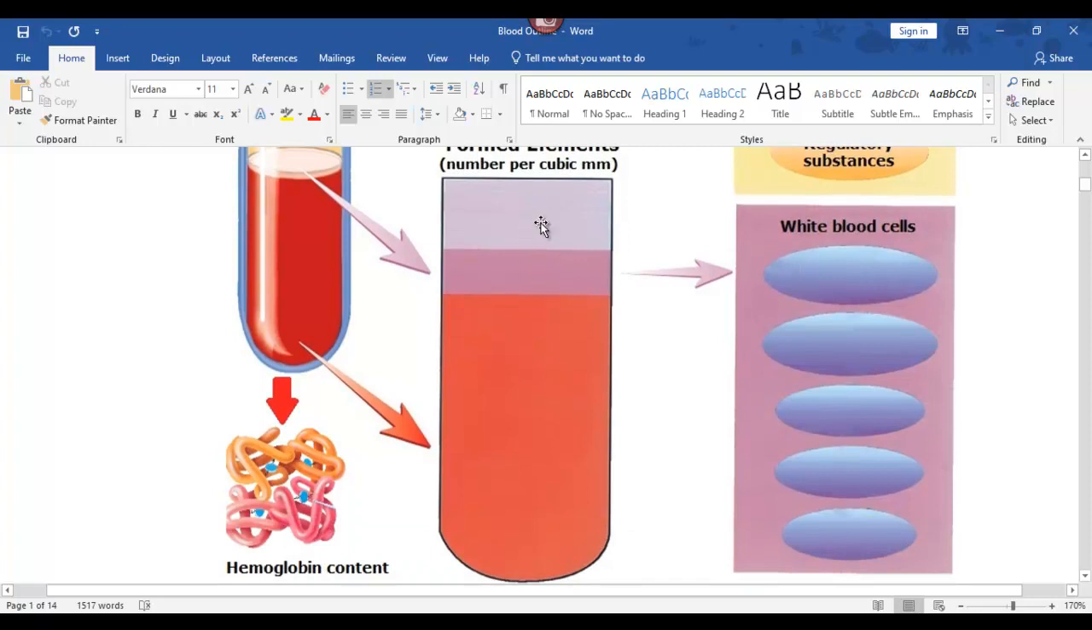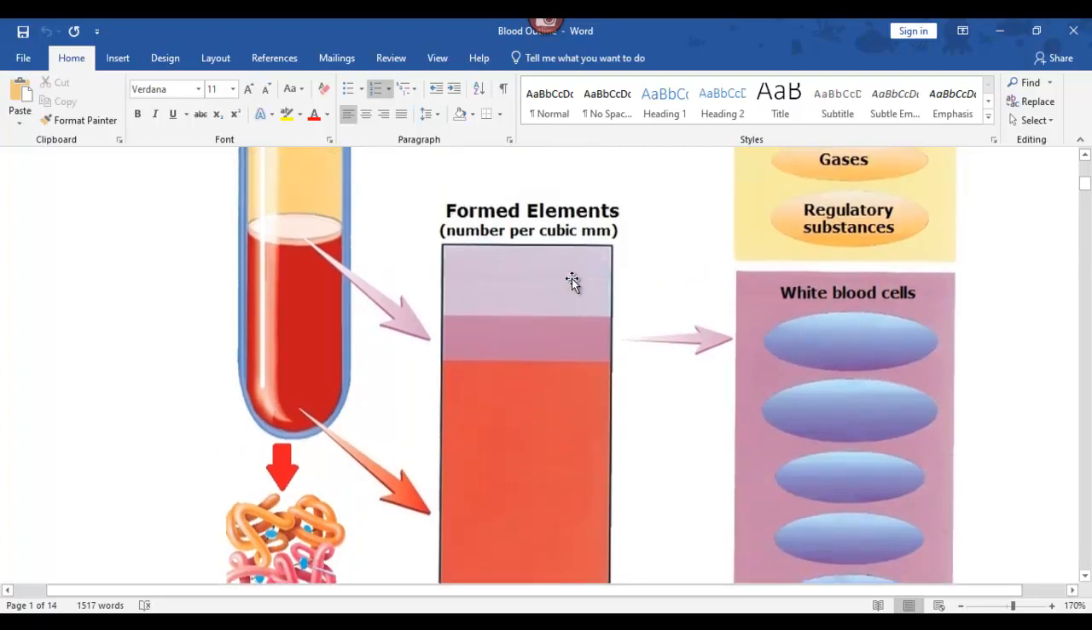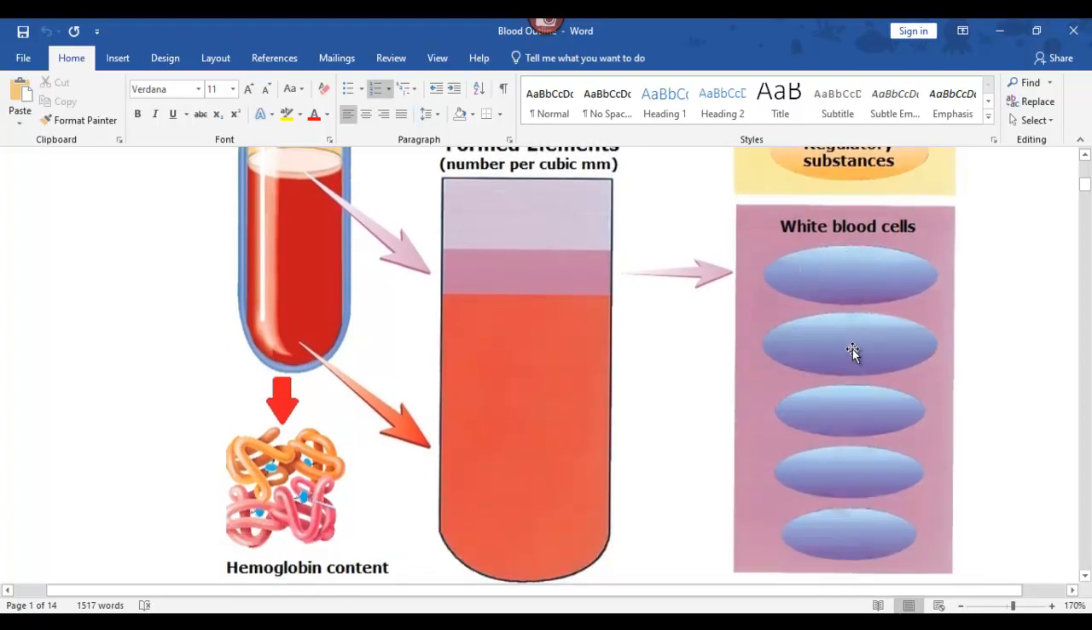Now, these areas here, you have to remember platelets or thrombocytes are also part of this, but these represent all of the white blood cells that are found in the formed elements. We're going to go over those a little later.